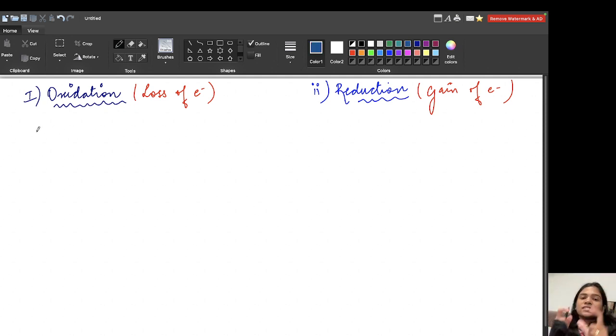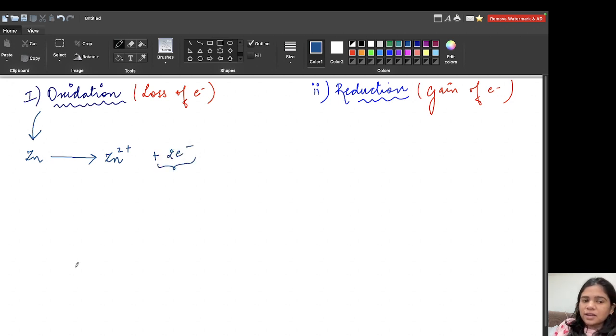The zinc rod was getting thin, right? Basically what happened was there was oxidation of zinc happening. So zinc is undergoing oxidation to give you Zn2+ and 2 electrons. So electrons are getting lost, right? That's why it's called oxidation. And what happens in reduction? You have gain of electrons.